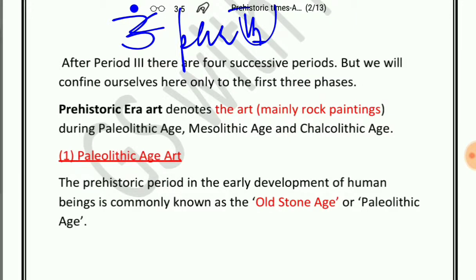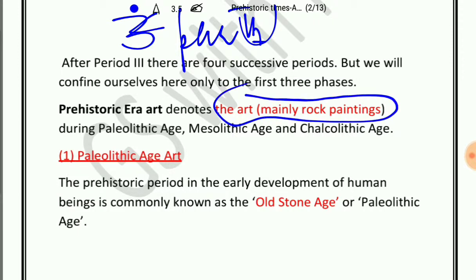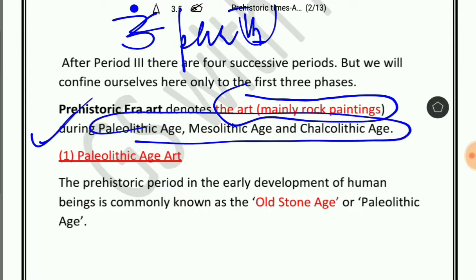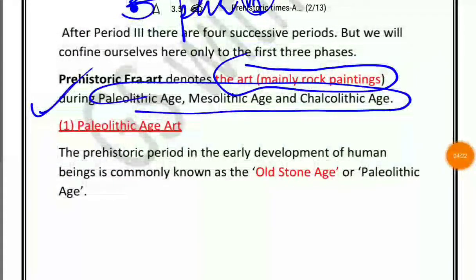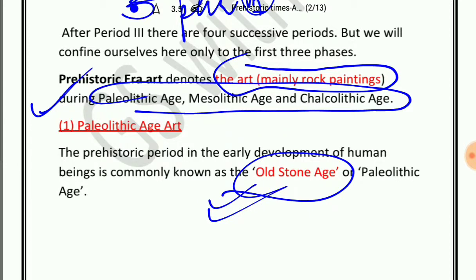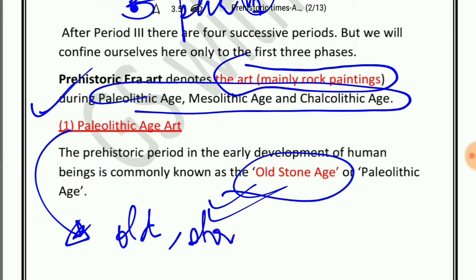Prehistoric era art denotes the art which was basically paintings on the walls of the caves, and these are generally known as rock paintings. Rock painting evolved during these ages of Paleolithic, Mesolithic and Chalcolithic. So we begin with Paleolithic age art. What is Paleolithic age art? The prehistoric period in the early development of human beings is commonly known as the Old Stone Age or Paleolithic age.